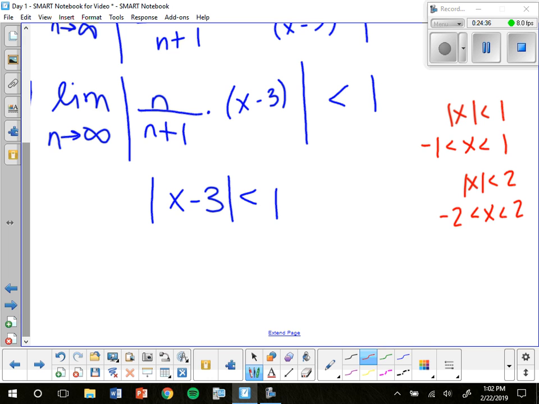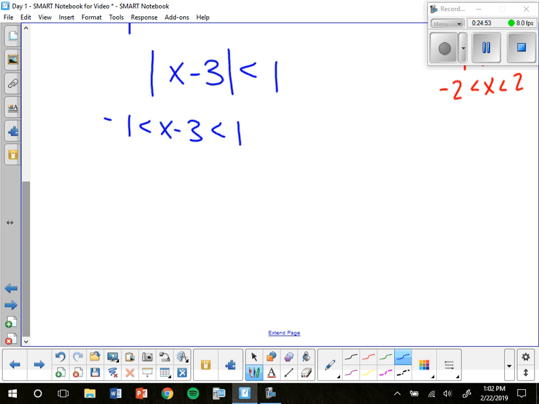So do you bring the 3 over? Not yet. First, I just want to drop my absolute value, which means I need to put whatever's inside between negative 1 and 1. Does that make sense? So I'm really close to getting x by itself. What do I do to get x by itself? This is x minus 3. So what do I do to both sides? Add 3 to both sides. That means I add 3 over here and get 2. And I add 3 on the other side and I get 4. So x is between 2 and 4. So this is my interval of convergence. I'm going to converge as long as x is between 2 and 4.